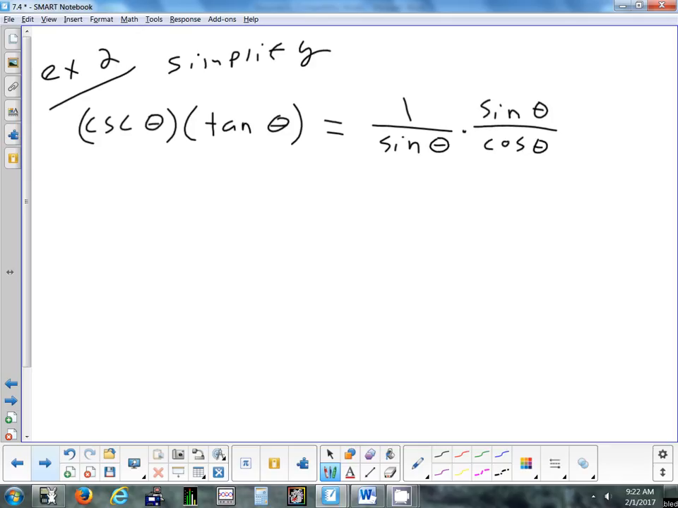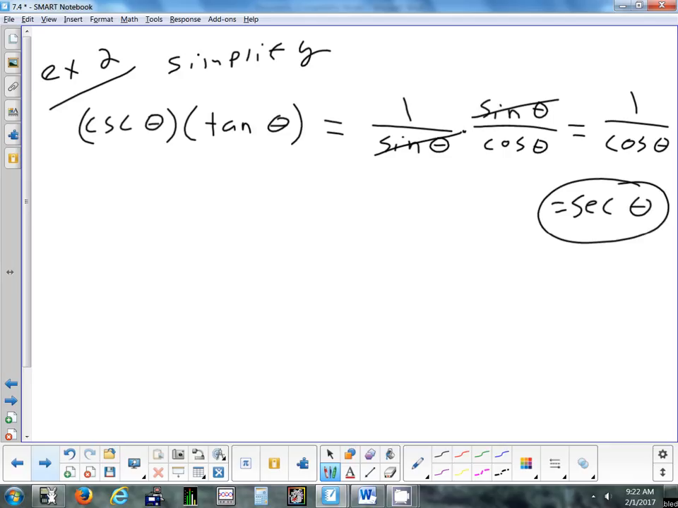Because now I'm multiplying fractions and I have the same thing in the top and the bottom. So what happens there? Yeah, the sine in the top and the sine in the bottom cancels. That only works with multiplication. If you have addition, you cannot cancel across an addition sign or subtraction. You can only cancel across a multiplication sign. That's important to remember. And now you're left with 1 over cosine. And what's 1 divided by cosine? Secant.